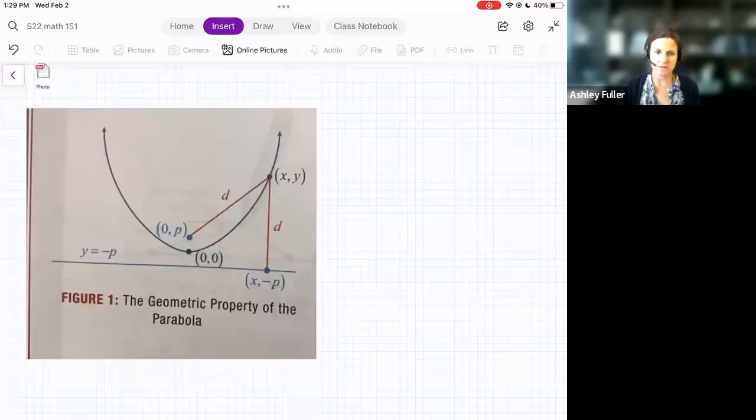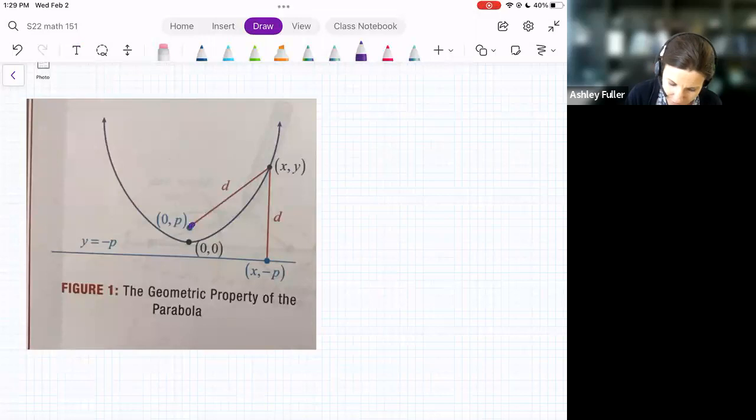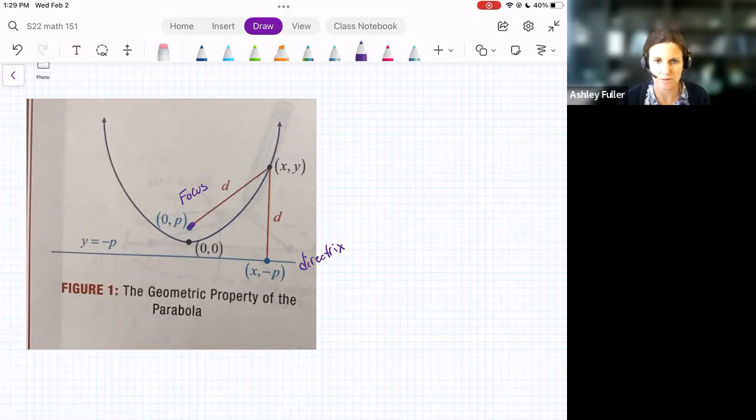We discussed previously that a parabola is defined by the set of all points that are equal distance from both what we call the focus and then a line called the directrix. What we're going to look at today is how to write the equations of those parabolas in standard form.